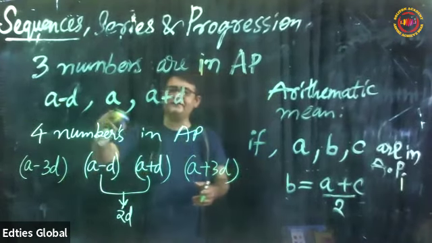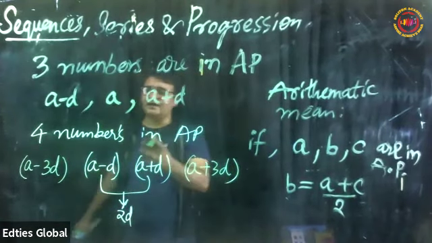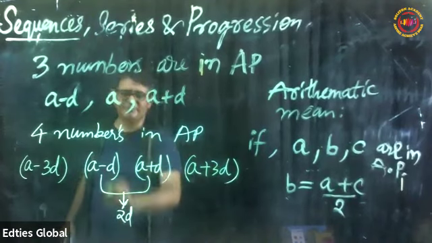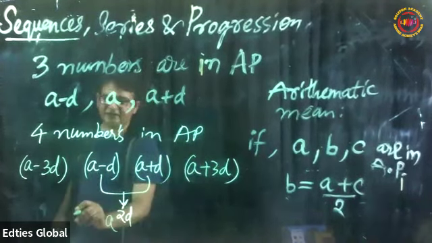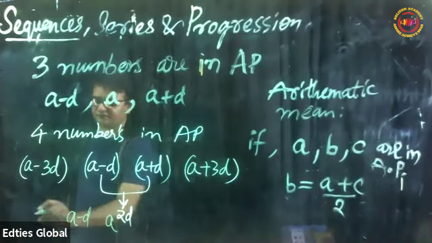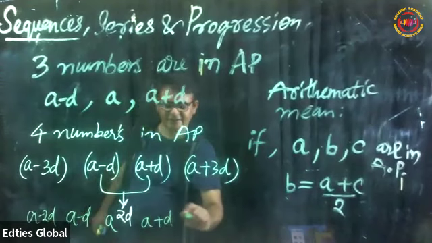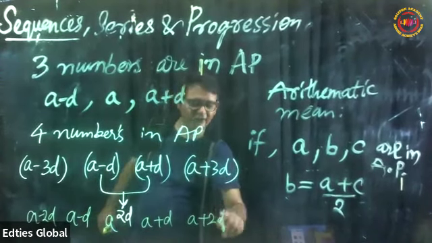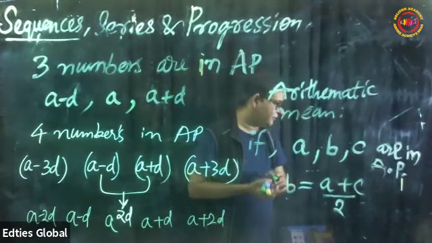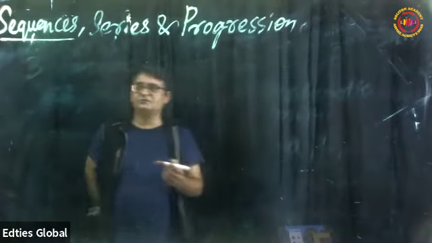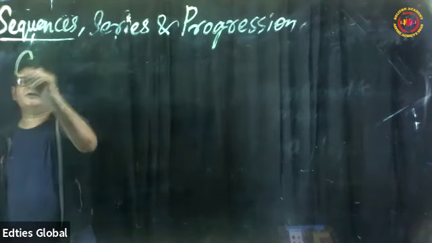If you are told there are 5 numbers, then you take the middle one as A, and then you can take A minus D, A minus 2D, A plus D, A plus 2D. This kind of approach reduces a lot of effort. Okay, so let's focus on geometric progression.